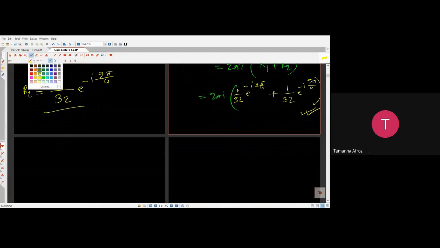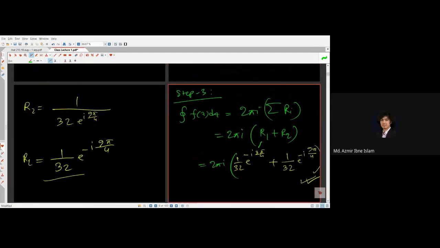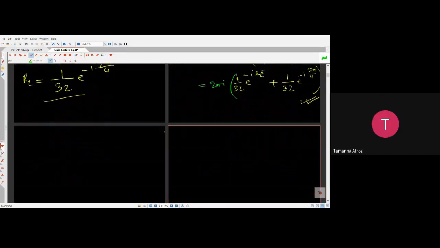Sir, can I see the last part? I wanted to see step 3 again. Yeah, step 3. We have just replaced R1 and R2. Okay, sir.